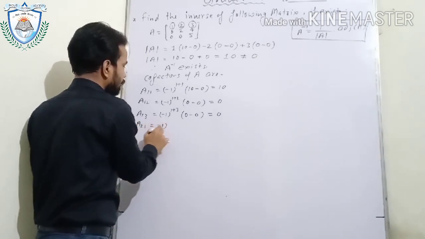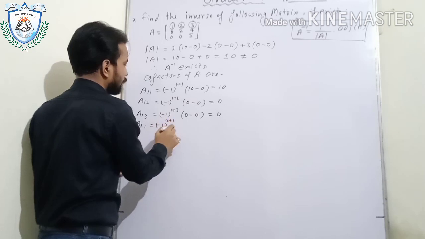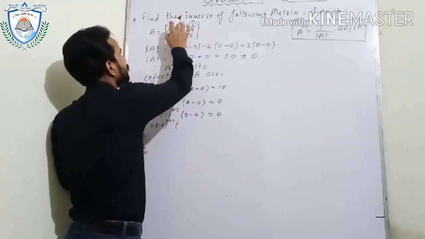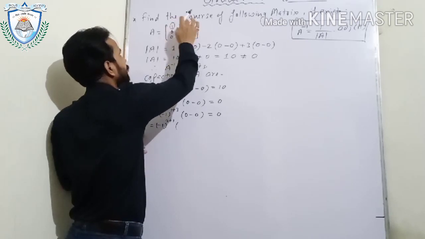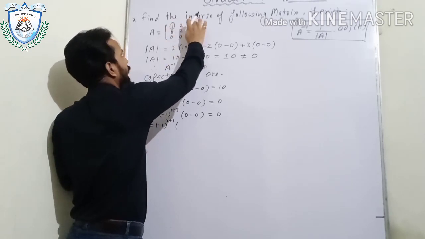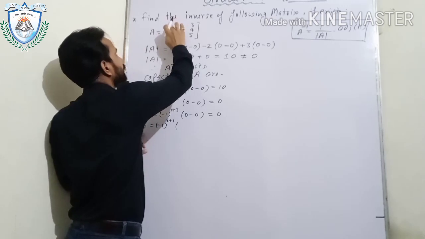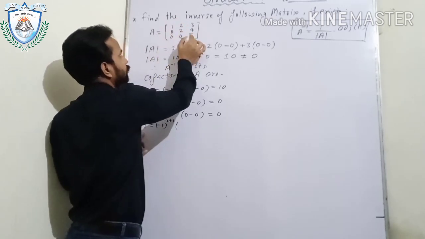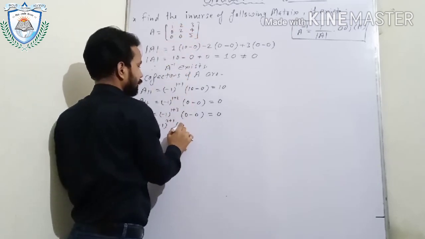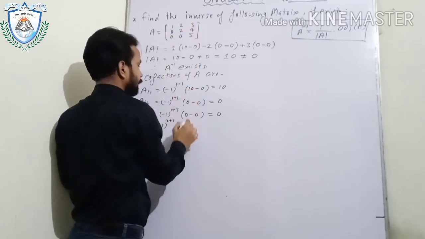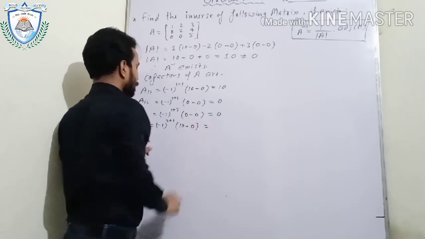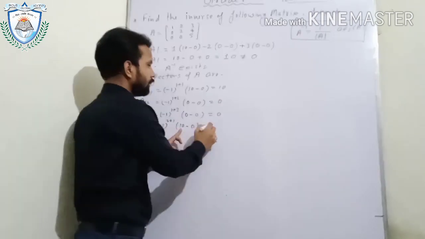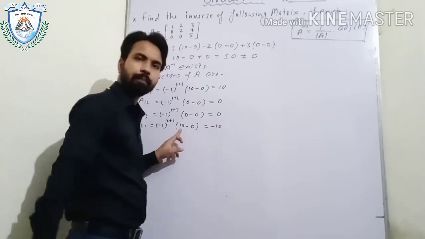Now A21, minus 1 to the power 2 plus 1. For A21, we will hide second row, first column. What we will hide? Second row and first column. So 5 2s are 10. Minus 0 into 3, that is 0. Minus 1 to the power 3 is negative 1. Negative 1 into 10, negative 10.